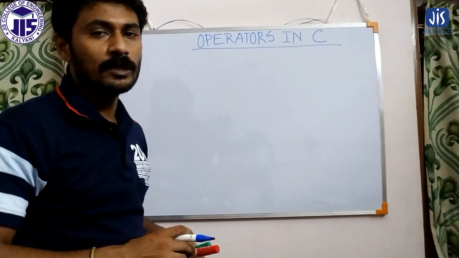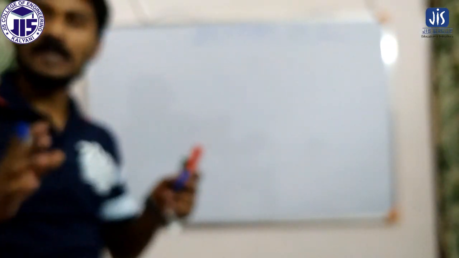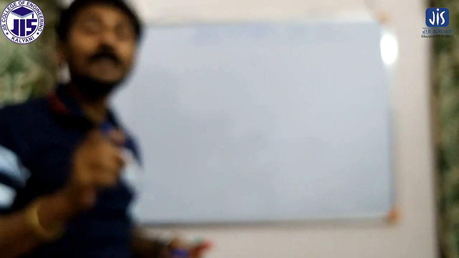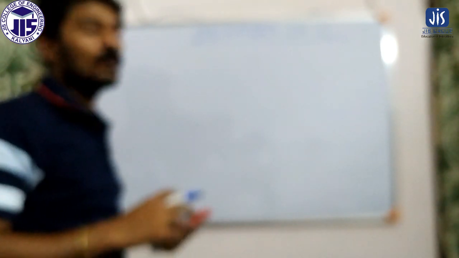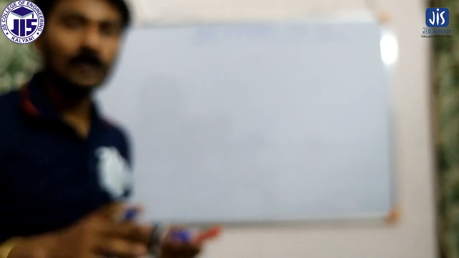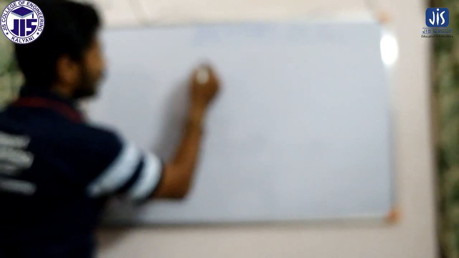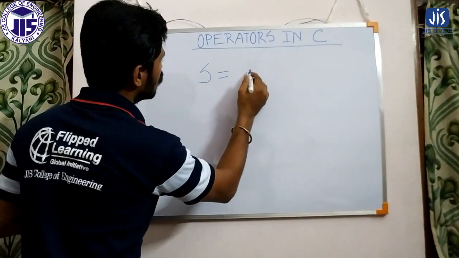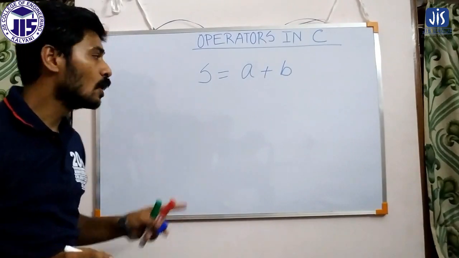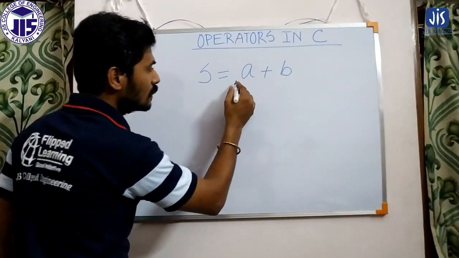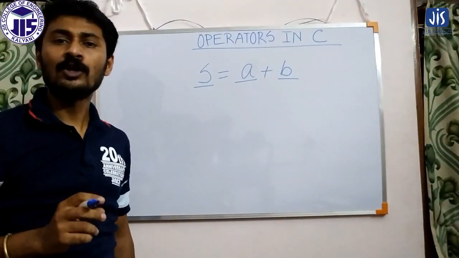So here we are going to discuss different operators in C program. Before we start with the operators, we should know what an operator is. If we want to perform any particular operation, that operation is performed on operands. For example, if I say that we have to perform an addition operation, that is S equals A plus B. In this equation, A, B and S are basically called operands.